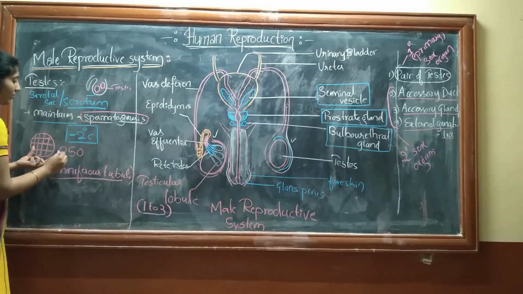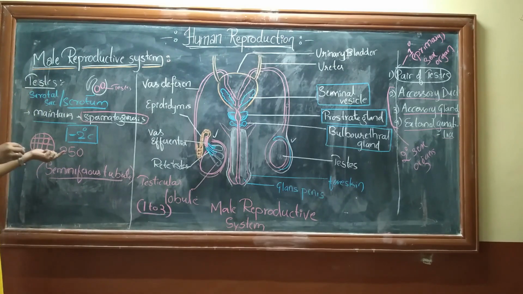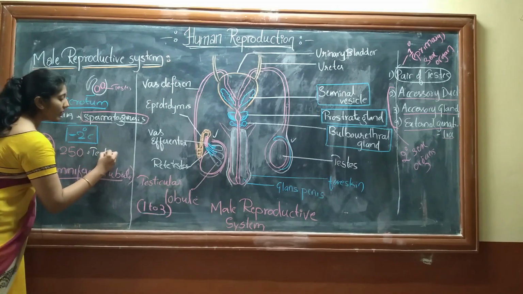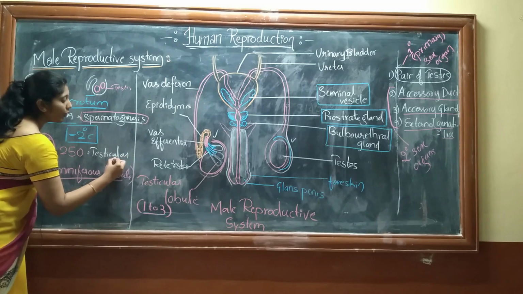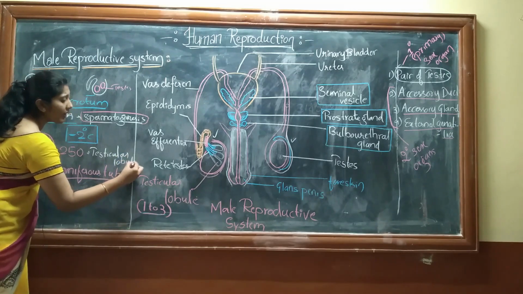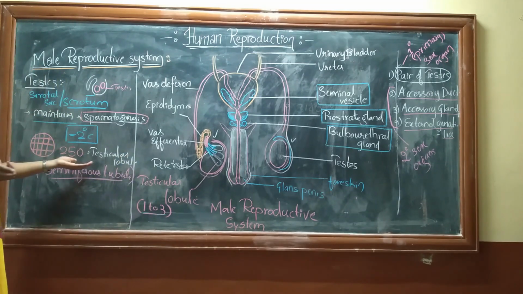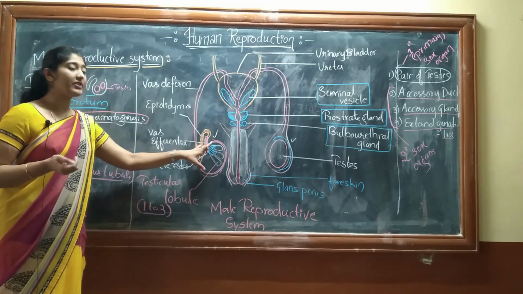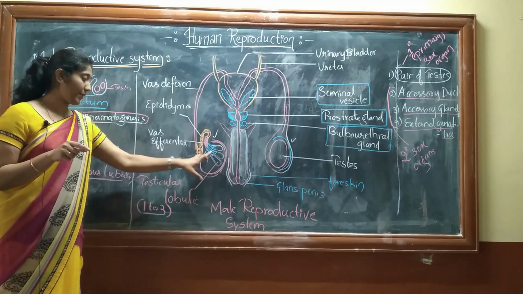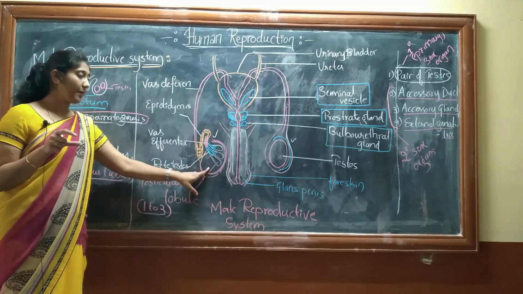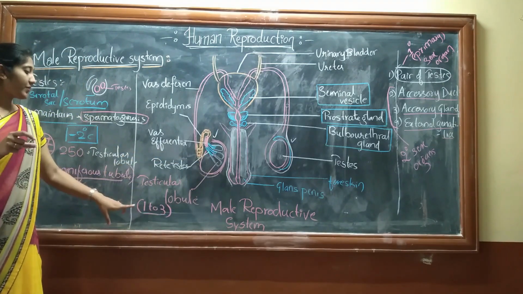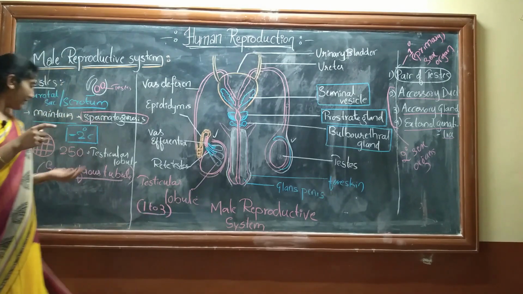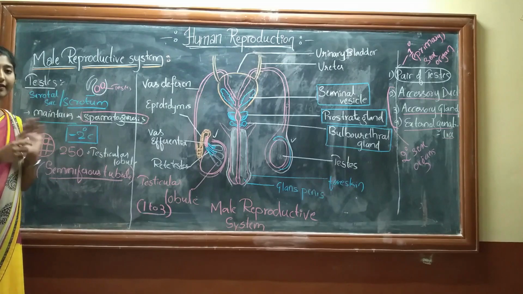So these around 250 compartments are called testicular lobules. Where are these testicular lobules present? They are present in the testes. In each compartment, what is present? 1 to 3 highly coiled seminiferous tubules are there.